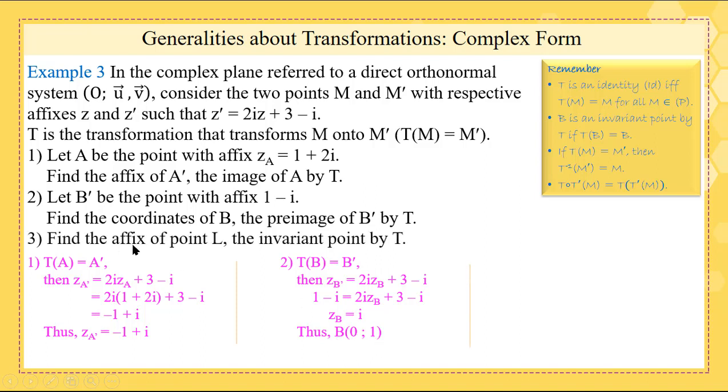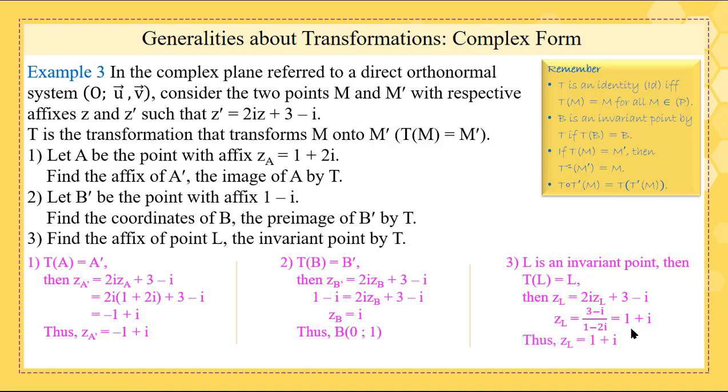Part 3. Find the affix of L, the invariant point of T. Now, if L is an invariant point, then T of L is equal to L. So ZL equal to IZL plus 3 minus I. And if we change IZL before equal and take common factor ZL, we get ZL equal 3 minus I over 1 minus I, which is equal 1 plus I by using calculator. Thus, ZL equal 1 plus I.